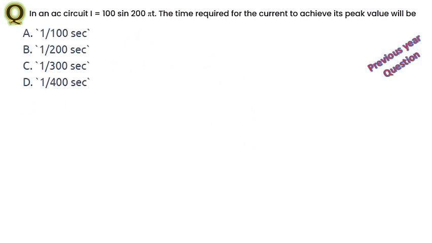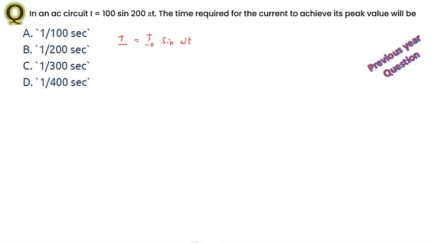This problem is an old question paper problem, frequently asked. In an AC circuit, I equals 100 sin omega t, that is, 100 sin 200 pi t. Find the time required for the current to achieve the peak value. Here they are asking about the peak value. Look at the formula: the current is I equal to I naught sin omega t.